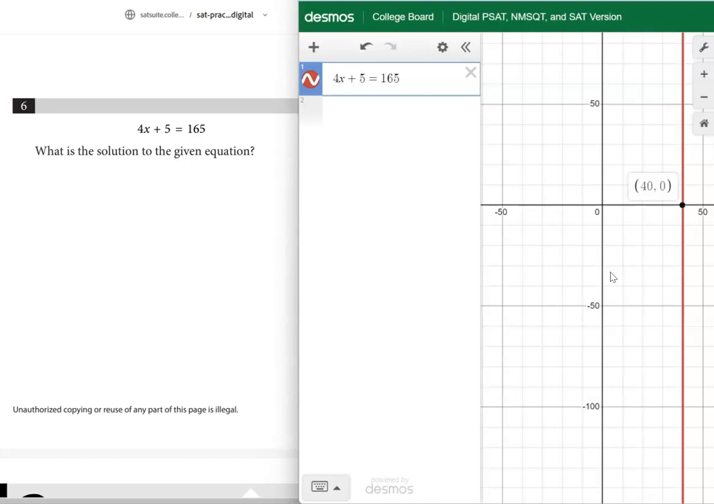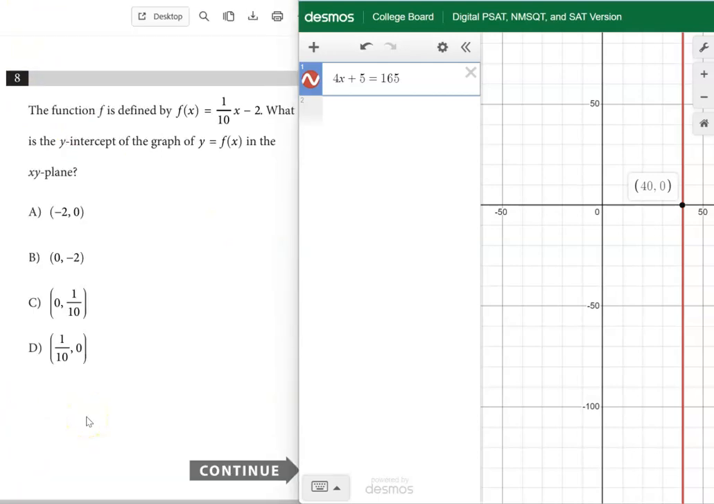So your solution is x equals 40, and that is what you would write for this test item. They don't give you an answer document, I don't think, on the official practice test or on the official SAT, so you would actually write it in the space next to the problem. X is equal to 40.